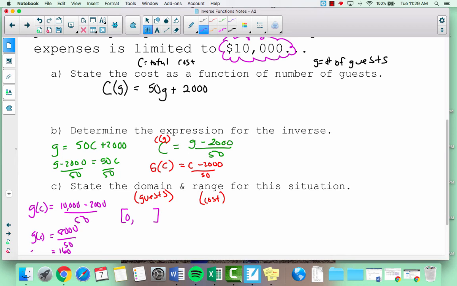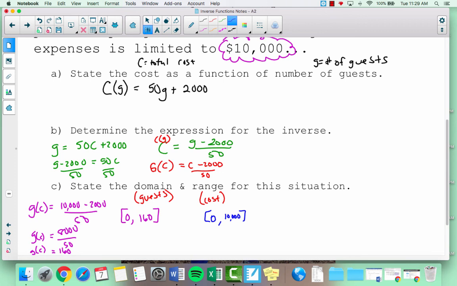So this is why I said the labels on the inverse are very important. Otherwise, you wouldn't know where to plug your number in. So that means we can have a max of 160 guests. And then for the cost range, this one, you don't have to do any calculation, because they tell you your budget is $10,000. So that means that we would have a minimum budget of 0 and a maximum budget of 10,000. And then we're done.